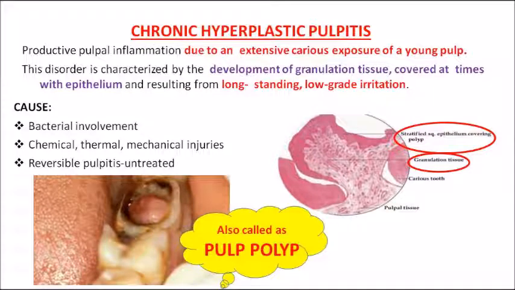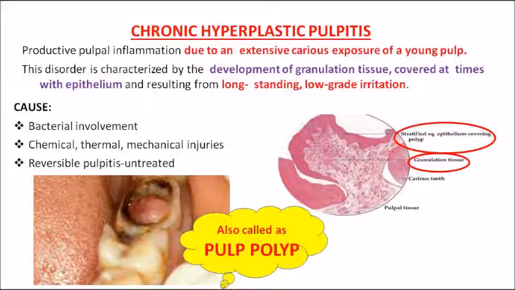Moving on to chronic hyperplastic pulpitis. What is chronic hyperplastic pulpitis? It is of the chronic stage, a hyperplastic reaction of the pulp tissue. It is a productive pulpal inflammation due to an extensive carious exposure of a young pulp. These words are very important: due to extensive carious exposure of young pulp. That is young permanent teeth or young deciduous teeth, mainly the first permanent molar or second deciduous molars.